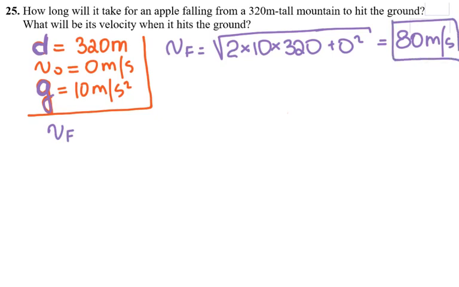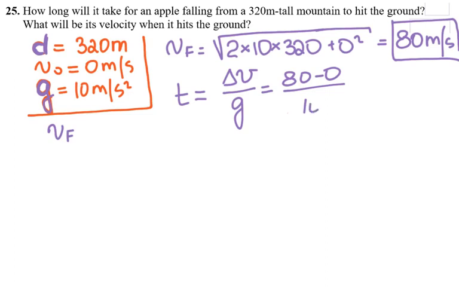The next question is, what will be its velocity when it hits? Oh, they didn't ask you how long it takes, but the time, how long it takes, is the change of the velocity over the acceleration. So the final velocity minus initial velocity over the acceleration gives me 8 seconds, if they ask me about the time.